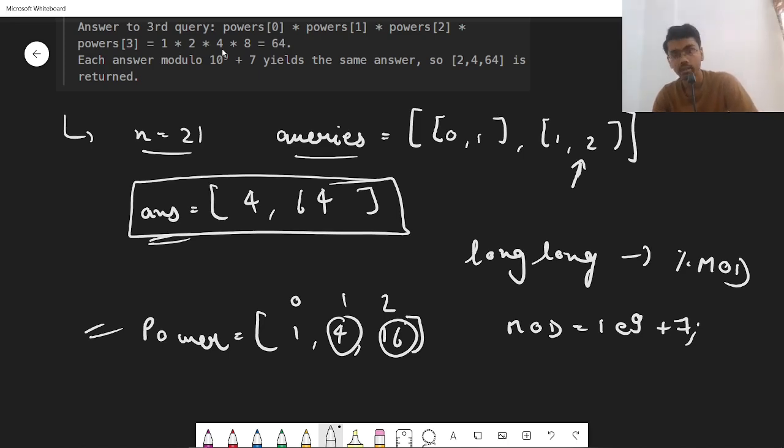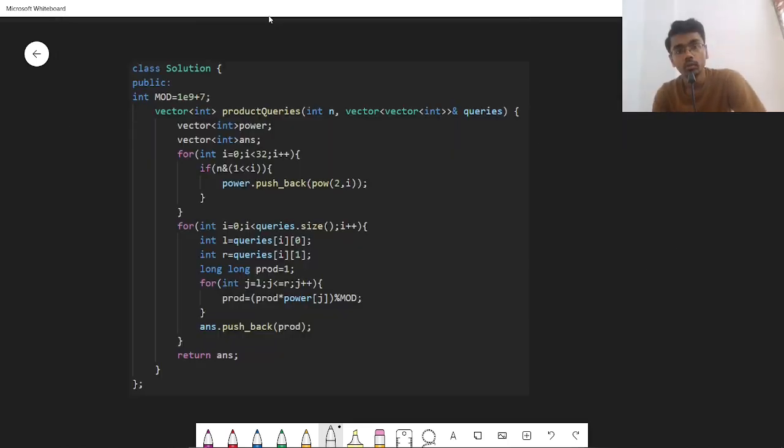So let us see the code now. This is the code. First I have declared a mod, which is nothing but 1e9 plus 7. Then I have declared one power vector and one answer vector. Now first of all, what we were doing was taking the binary representation, taking the set bits, taking 2 to the power of those particular set bits and storing them in our power vector.